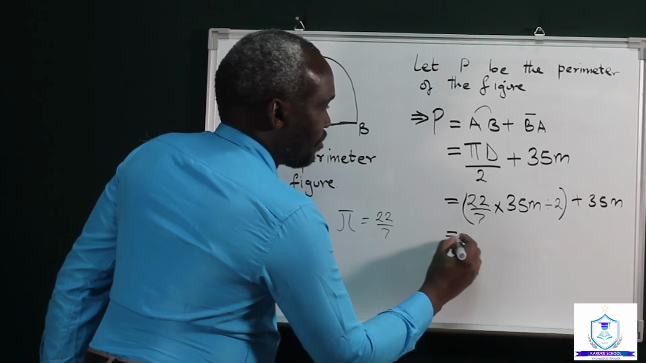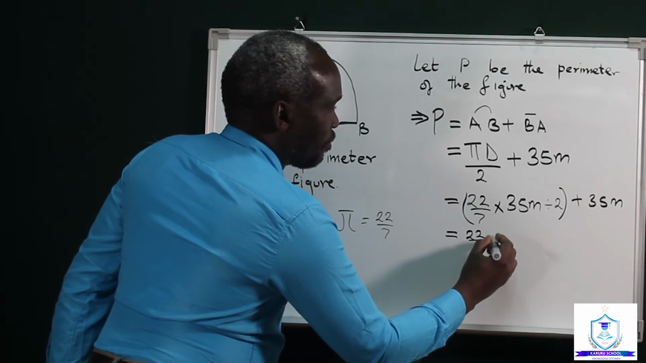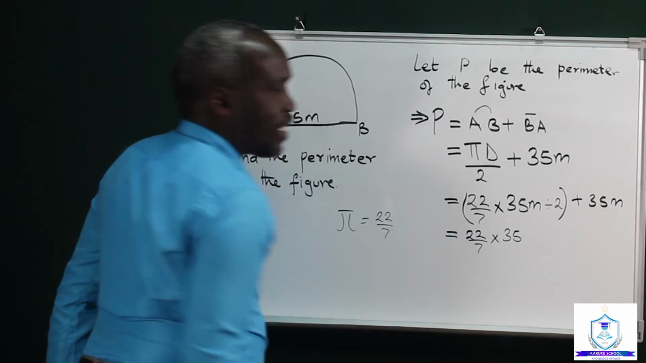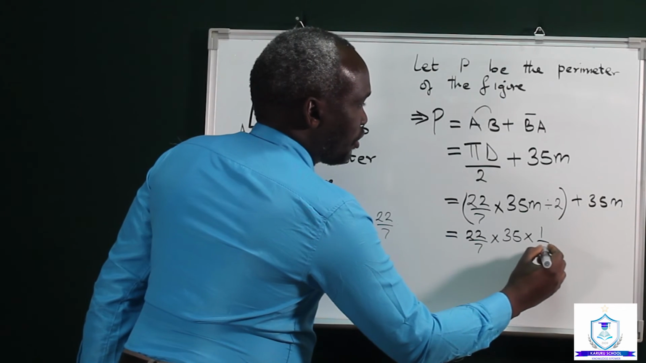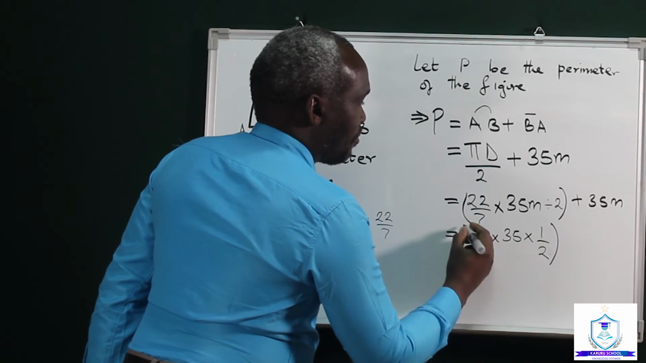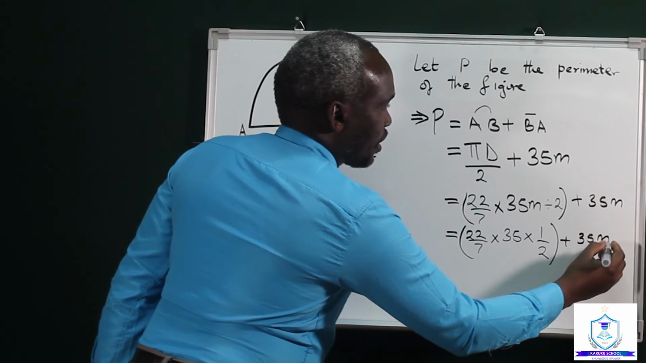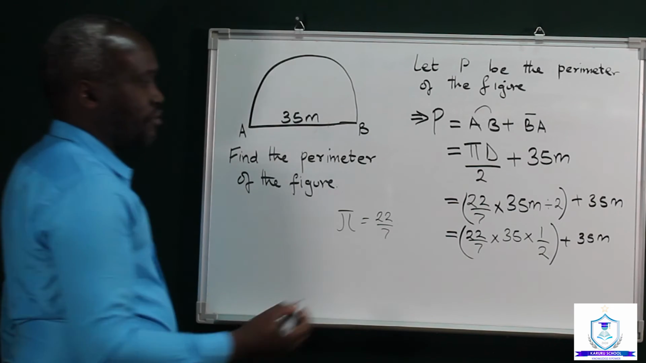So upon simplification, we'll have 22/7 multiplied by 35, and then find the reciprocal of 2. This will be multiplied by 1/2, and then to the whole of this you add 35 meters. So we can now simplify.